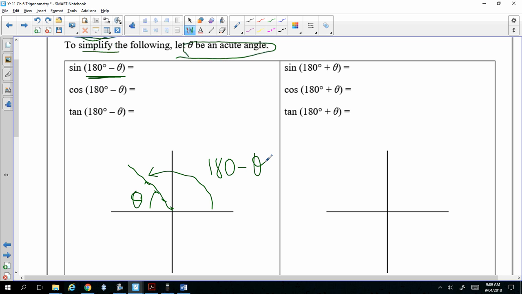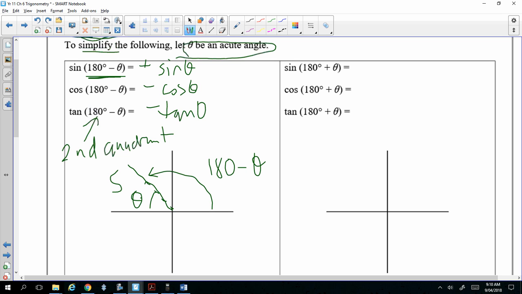So that's why I set the theta there, so that this angle, if we start from 0, becomes 180 minus theta. In that case, we sense that this is the second quadrant. And in the second quadrant, only sine is positive, everything else is negative. So you write sine theta of the related angle, cos becomes negative cos theta, and tan becomes negative tan theta. Okay?